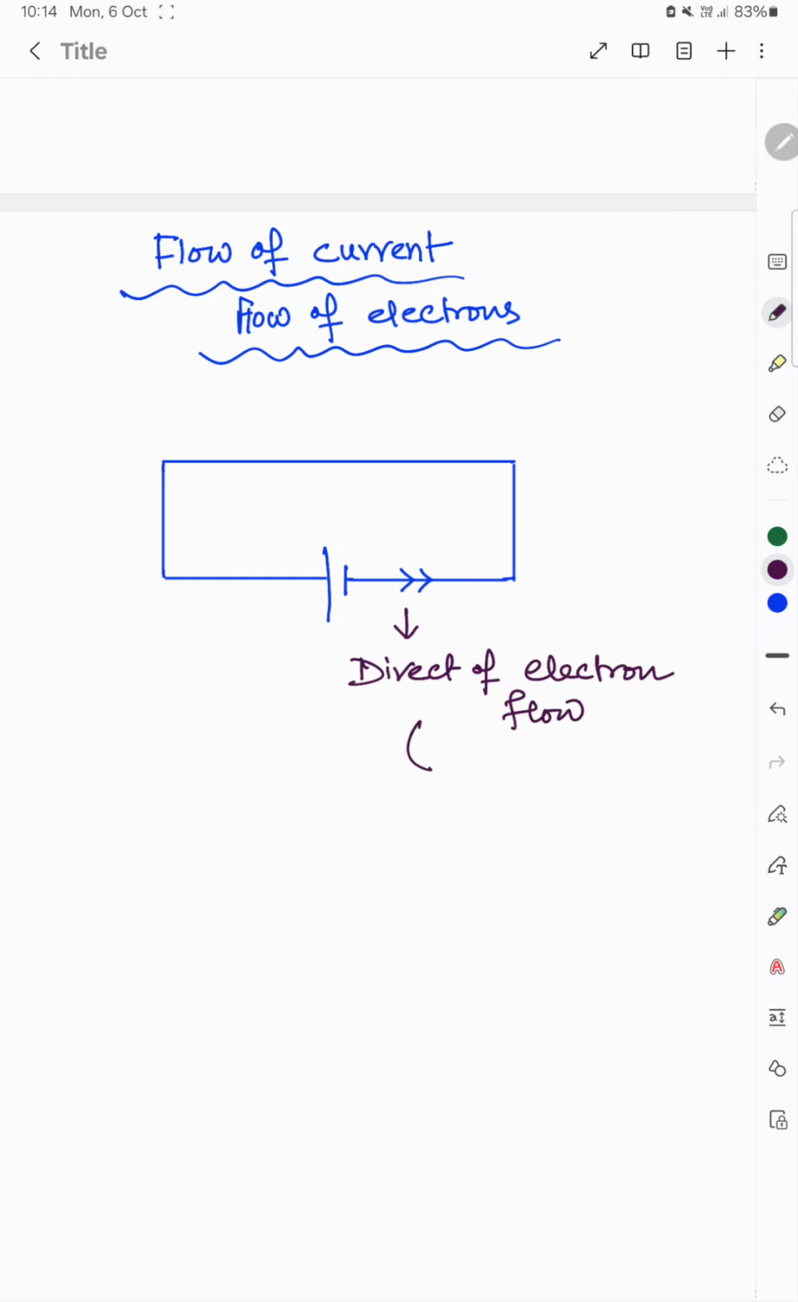It is also called electronic current. I think this term is quite familiar to you as you have already read it in your class 9. The direction of electron flow is from the negative side to the positive side. It is also called the electronic current.